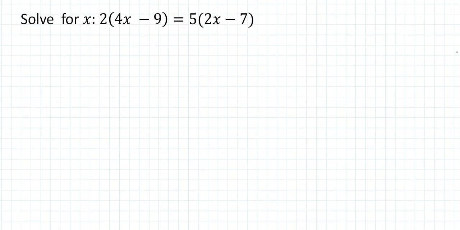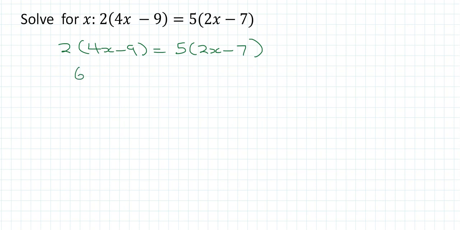And finally, we have 2(4x - 9) = 5(2x - 7). Remember, distribute, isolate, solve. So we're going to distribute first. 2 multiplied by 4x, we have 8x, not 6. We have 8x. 2 multiplied by negative 9, we have negative 18, equal to 5 multiplied by 2x, we have 10x. 5 multiplied by negative 7, we have negative 35.